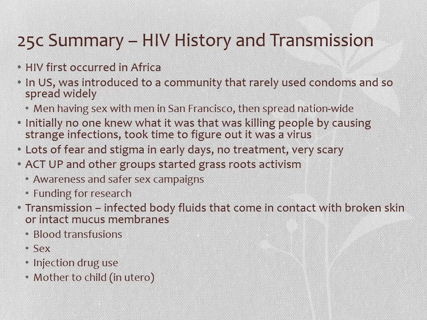And then we talked about transmission. So infected body fluids, so semen, vaginal fluids, blood, that come into contact either with broken skin or intact mucous membranes. So blood transfusions before 1992, not now. Sex, injection drug use, and mother to child in utero or during breastfeeding are the ways HIV is transmitted. So we'll pick up in 25D talking about what the infection is and the symptoms it causes, as well as how it is treated.